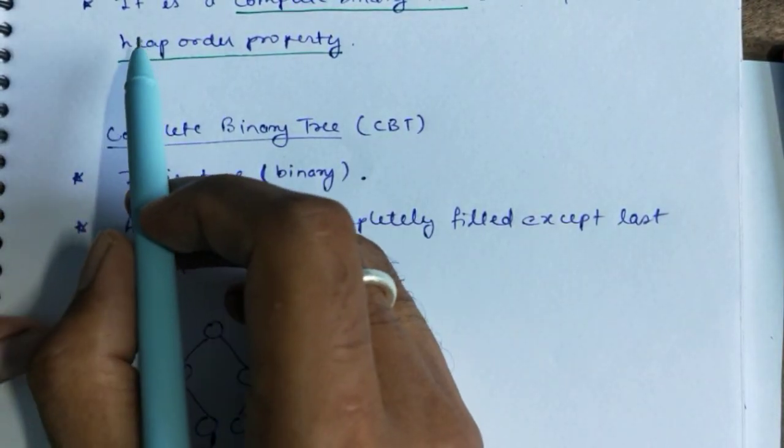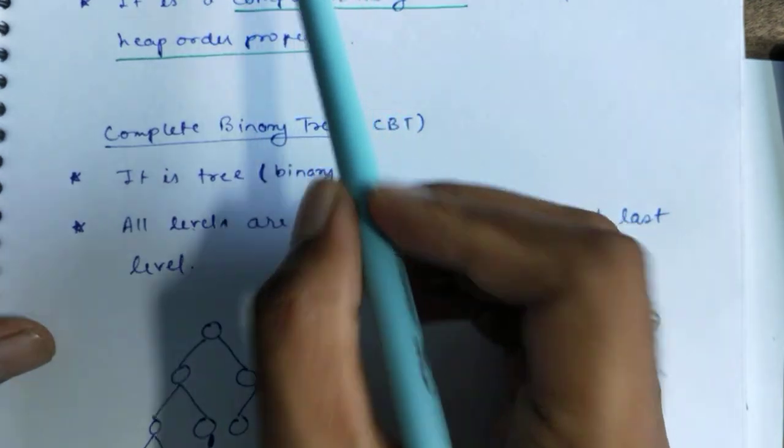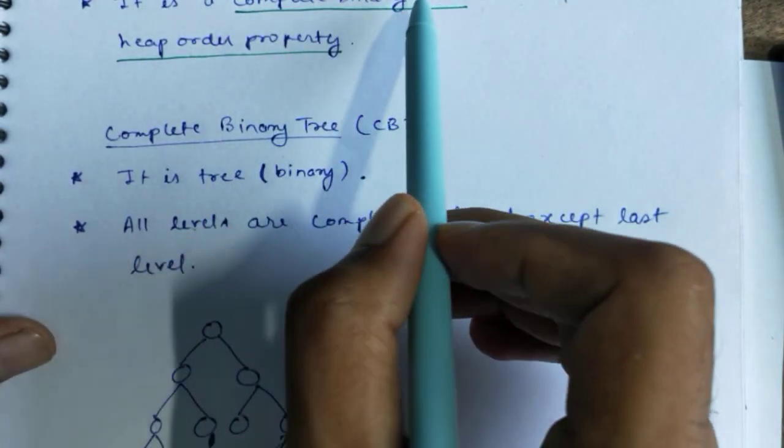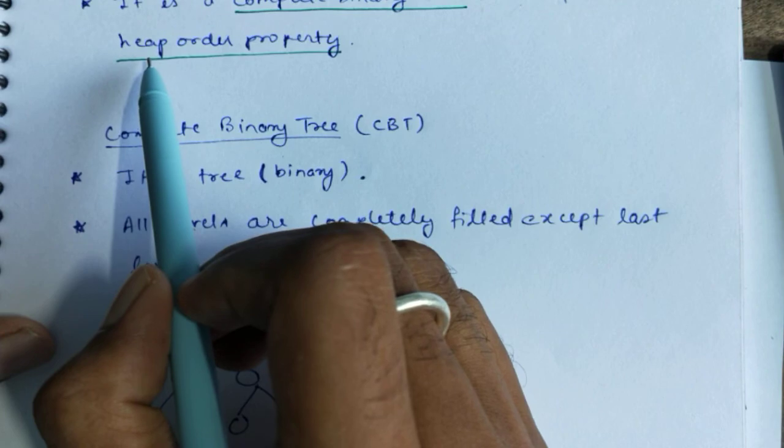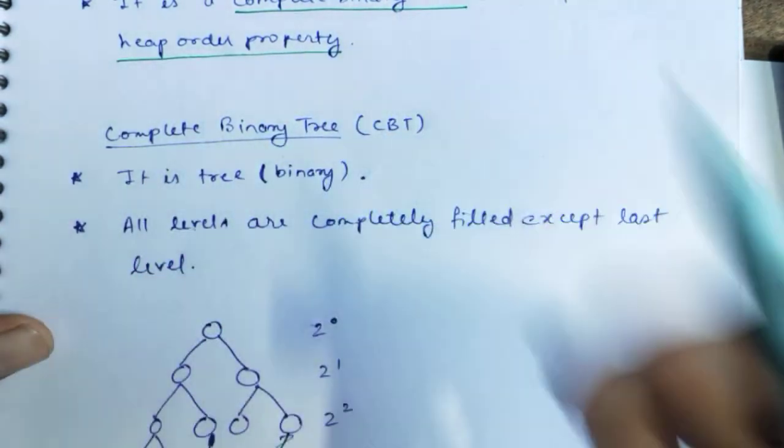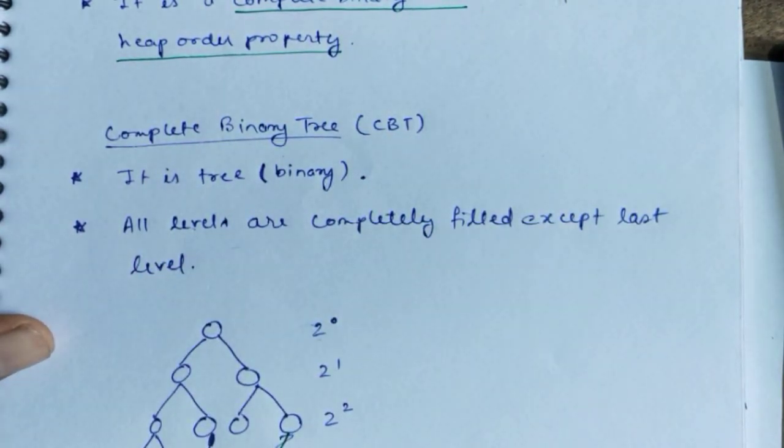Now hope you understand the introduction part of this heap, that is it is a complete binary tree and it follows heap order property. In the next upcoming videos, we are going to talk about insertion and deletion from this heap data structure.